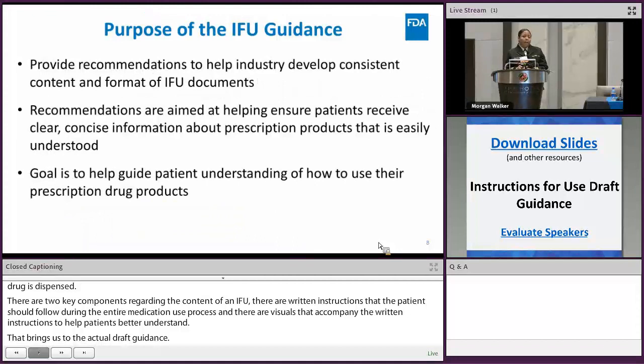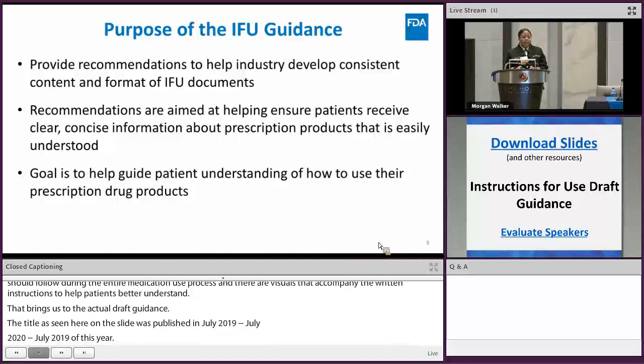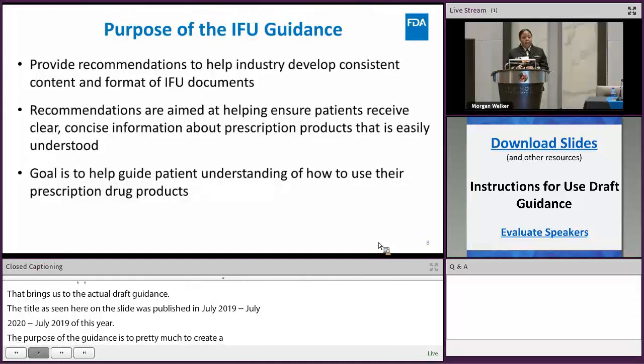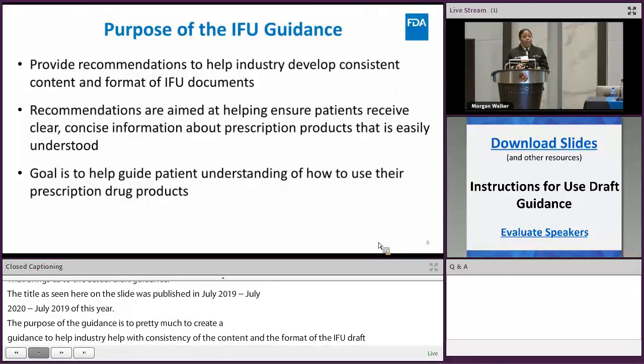The purpose of the guidance is pretty much twofold. We wanted to create a guidance to help industry develop consistency with the content and the format of IFU documents when you're creating them prior to submitting them to the FDA. And the end goal is to help patients have a document that they can refer to help them safely and efficiently prepare a dose and administer a dose to themselves or to a loved one.